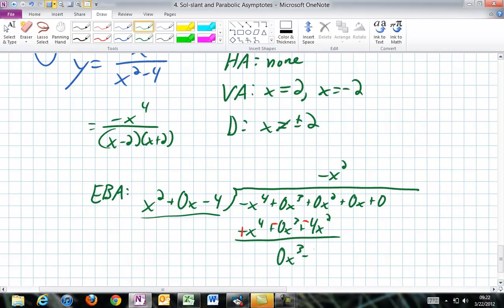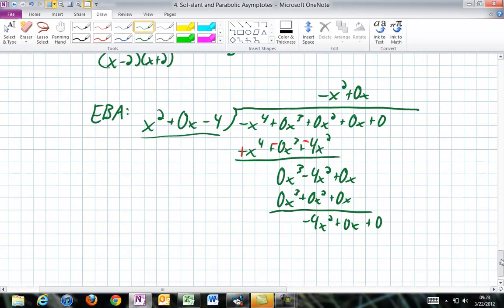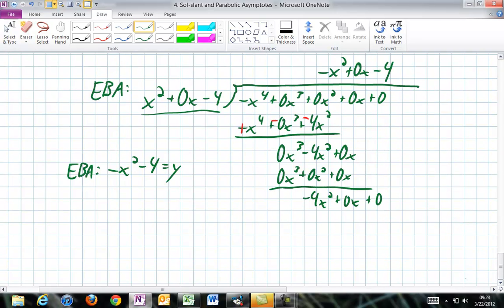And we have 0x cubed minus 4x squared plus 0x. Then we're just going to add a 0x. That doesn't change much, but it keeps things place marked. So 0x cubed plus 0x squared plus 0x. Don't really need to change the signs. But I bring down negative 4x squared plus 0x plus 0. And my last step would just be then to multiply by negative 4. I'm going to be lazy and leave it there since I know the remainder is irrelevant. And this gives me an end behavior asymptote of negative x squared minus 4. That's a parabola. That's different than what we've done as well.